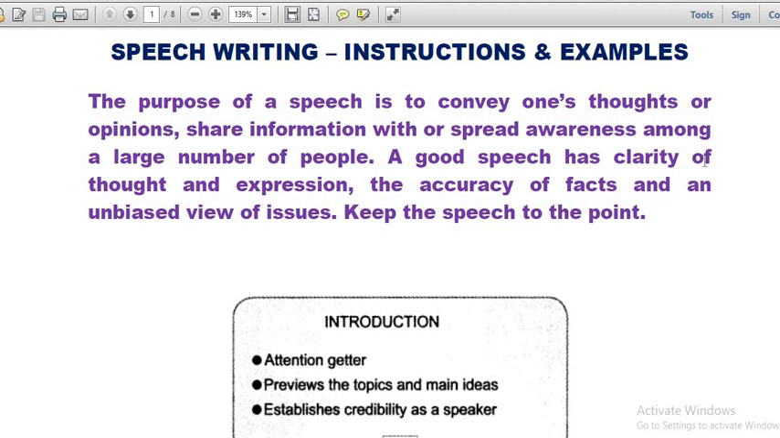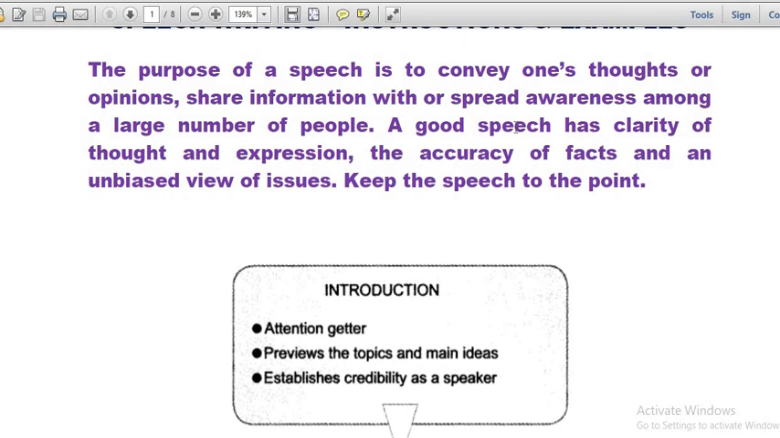So the first important thing, dear students, is the purpose of a speech. Now what is the purpose of a speech? The purpose of a speech is to convey one's thoughts or opinions, share information, or spread awareness among a large number of people. This is the main purpose of a speech. For that reason also, speech writing plays a very important role.